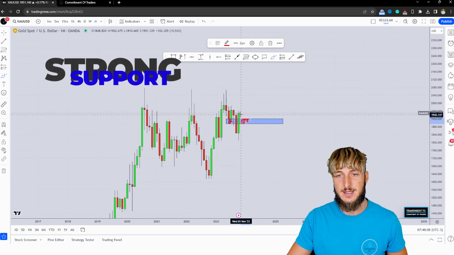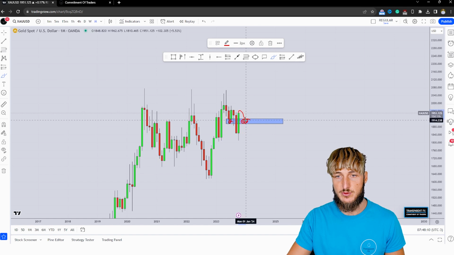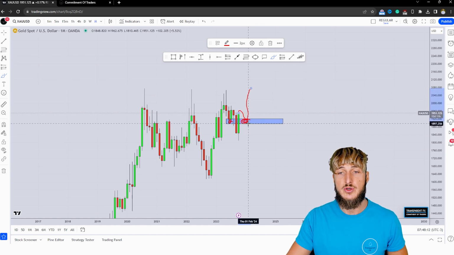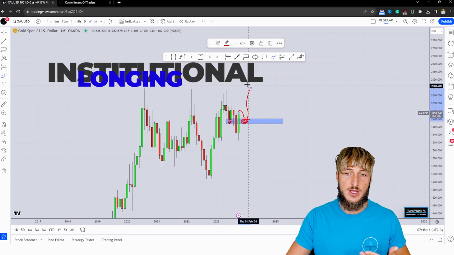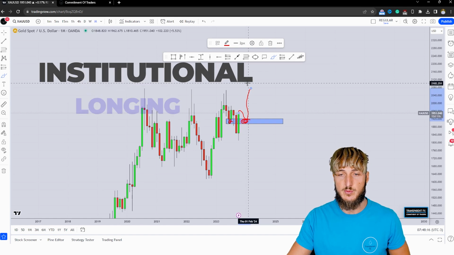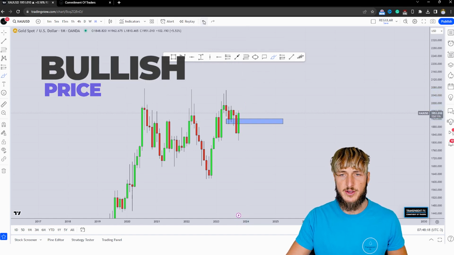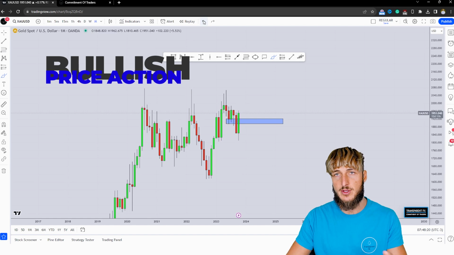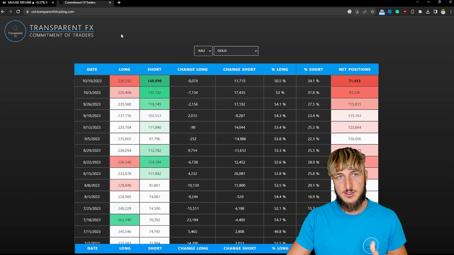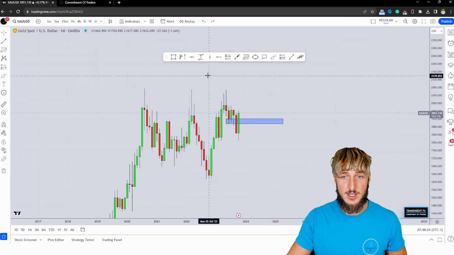So in a situation like this, we could expect a retracement to this area, inside of which we could see institutional longing, which at that point would further increase the probabilities of a potential move higher. That is something that we will be speaking about later on during the analysis when we check the COT data.